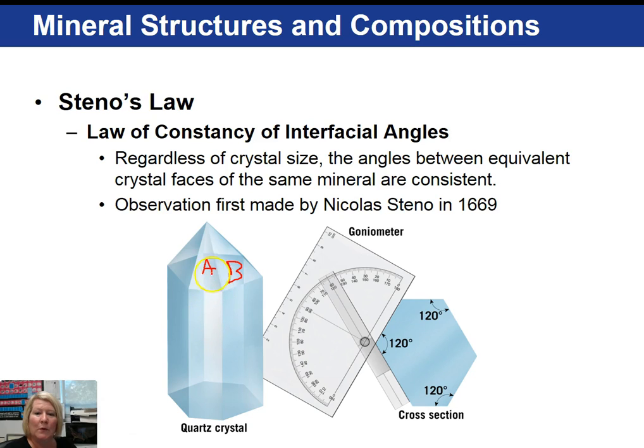So as an example, if we look at the angle between crystal face A and B in this quartz crystal, you could measure that using a goniometer and you would get so many degrees. Now, if you had another quartz crystal and the same crystal faces that you were looking at, but let's say the crystal was huge in size, you would still measure the angle between crystal face A and B to be the same number in degrees.